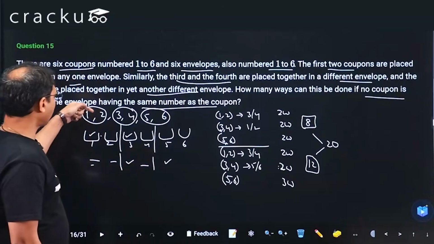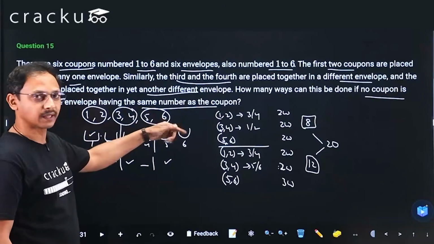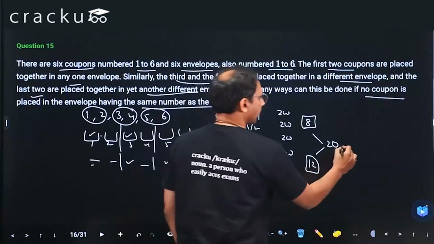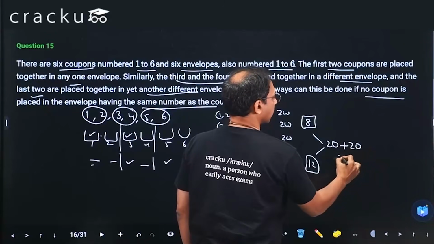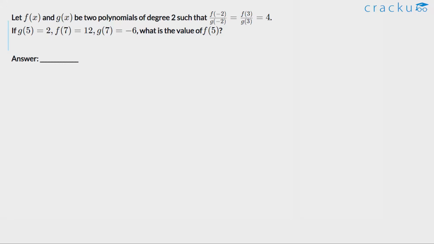Now this is when 1 and 2 is going to 3 or 4. Similarly, I can do 1 and 2 going to 5 and 6, wherein I'll get 20 more cases. The total is 40 ways.